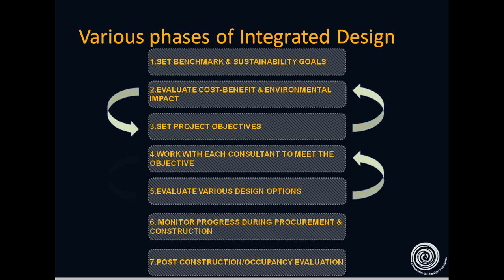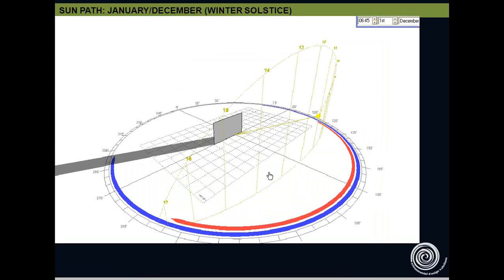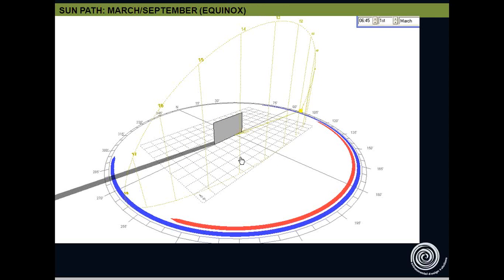So there are tools available which help in analyzing the solar movement for the place. So you can actually see how the sun is moving during different times of the year, in different months. I think there are movies, but I think it's not displaying.